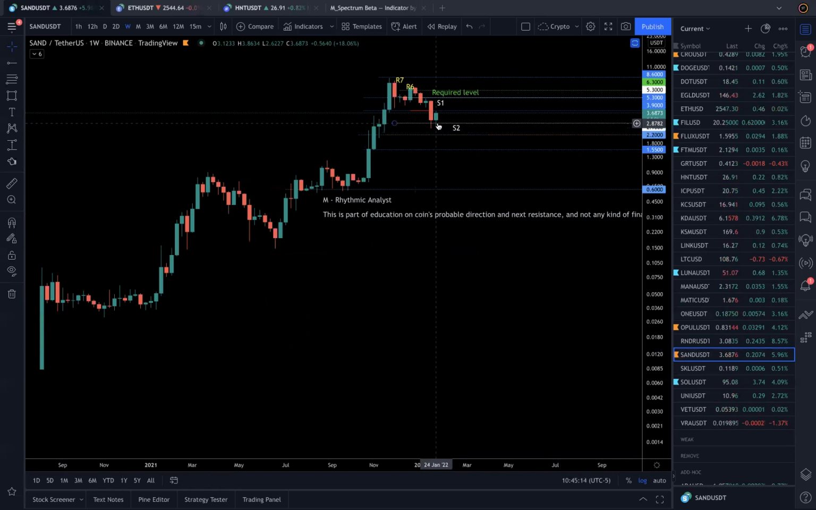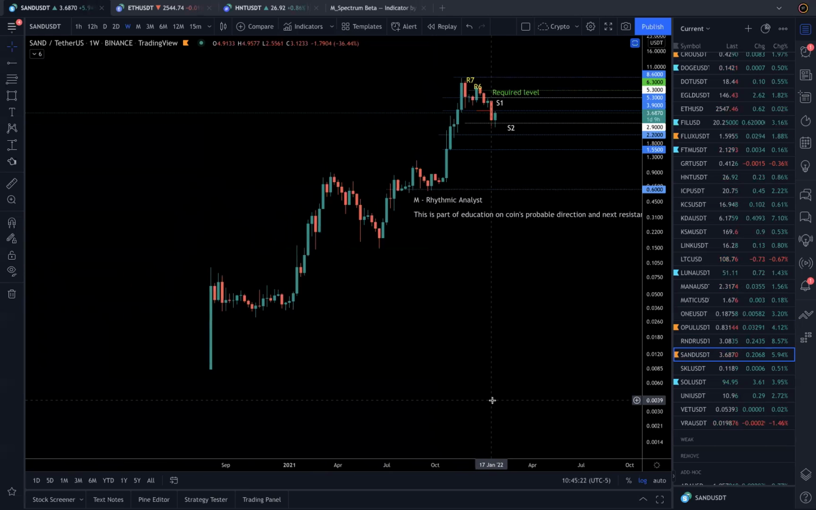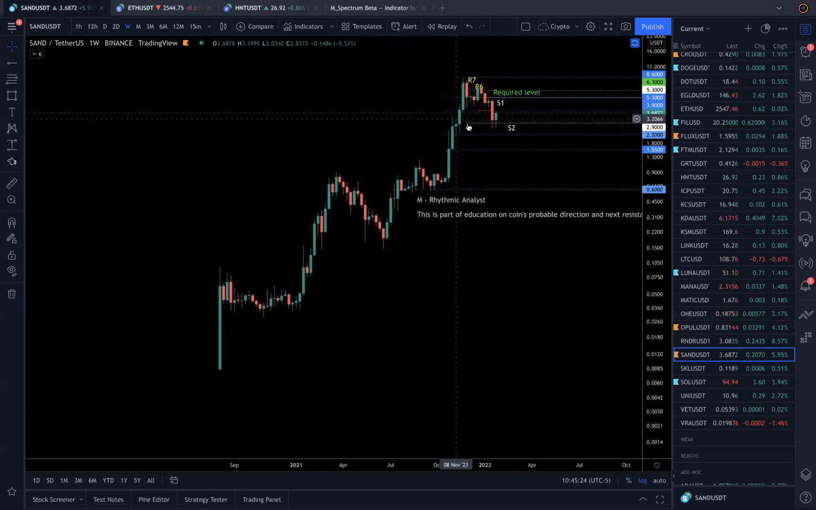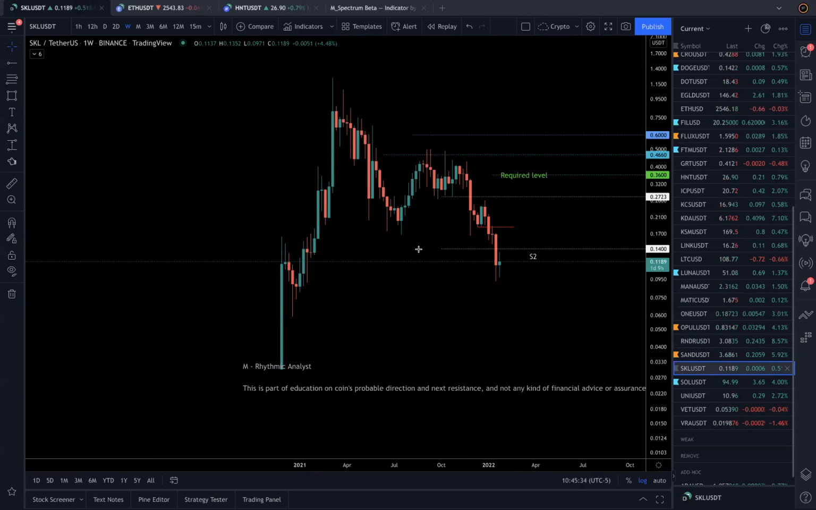Sand coin, look at that, very strong coin. It didn't even retrace as much, so it shows the strength. So I like it. I like sand coin. Nice setup, nice setup. Nice. Technically strong metaverse player, strong use case. SKL, like Aave, it has been going down, so we'll have to see how it goes in future.